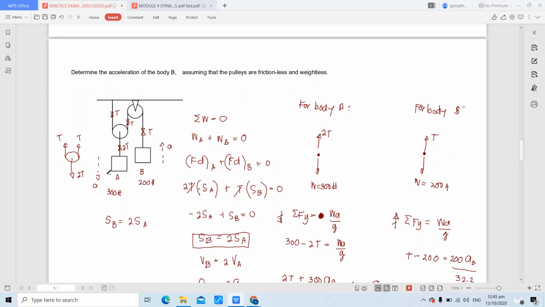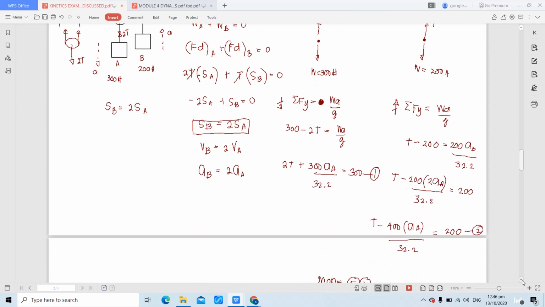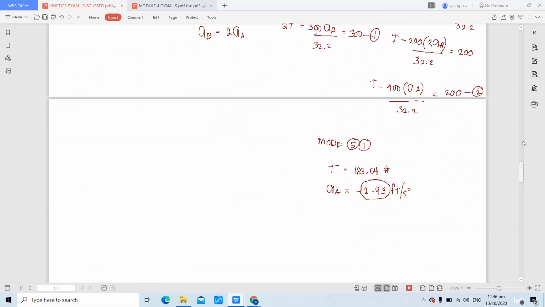It means body A should be going upward, and body B should be going downward. That is the only indication. If your bodies are in contact with a given surface and you get a negative acceleration, discard your solution, because the magnitude is wrong and the assumed direction is wrong. But here, there is no contact with a surface and no friction force, so the magnitude is correct, only the direction is wrong. Got it? So that is positive 2.93 feet per second square, and body A should be going upward.